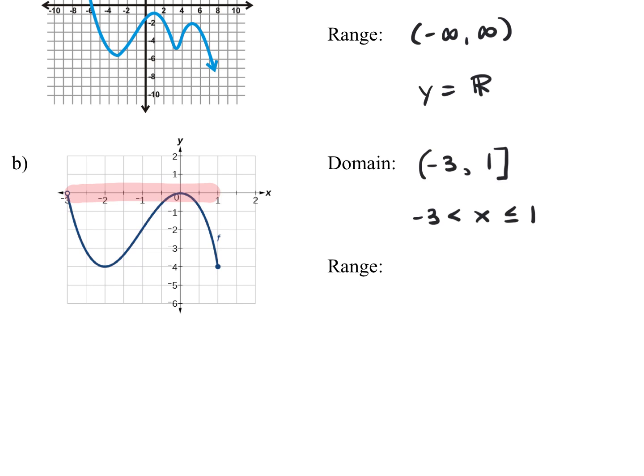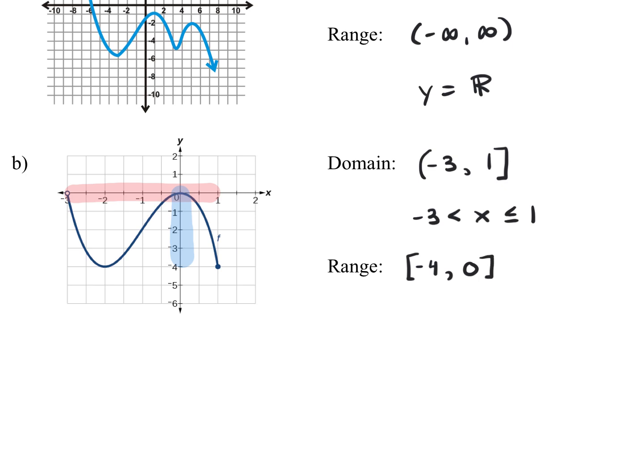Now our range is all of the y values that our graph touches. So I can see it's going from -4 to 0. So again, our low boundary is -4, and I can see it is part of our graph, so I'm going to include it. Our upper boundary is 0. Although it's not included here, as long as your graph touches it somewhere, we will include it. So both of those are inclusive.